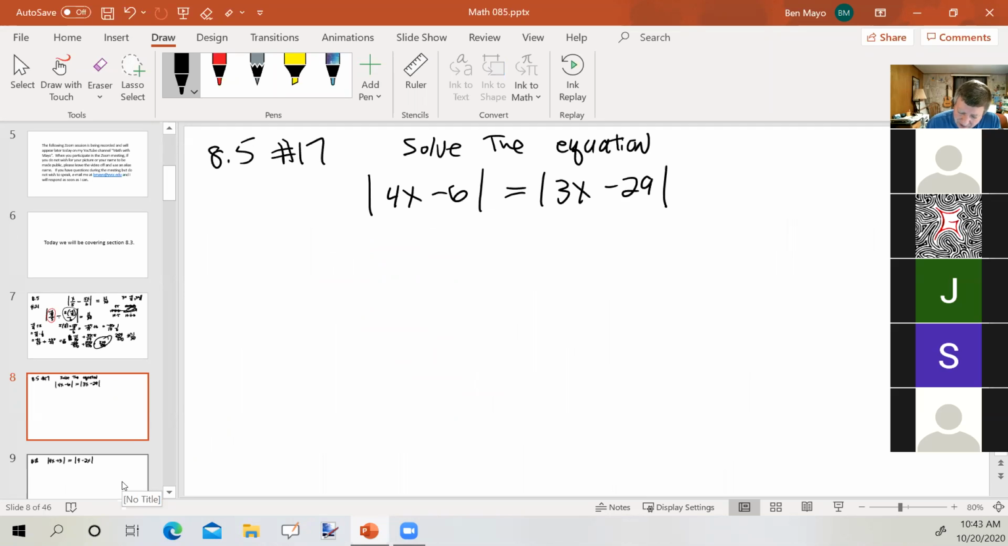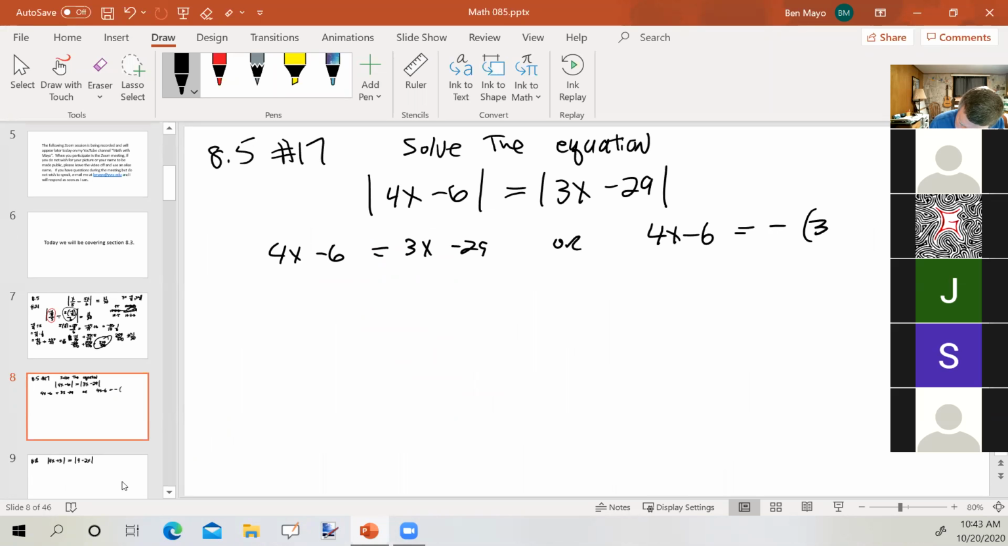Solve the equation. When we've got an absolute value equal to an absolute value, we end up with what's inside of the first one equals what's inside of the second one, or what's inside of the first one equals the opposite of what's inside of the second one. So we end up with that situation. Any questions there?